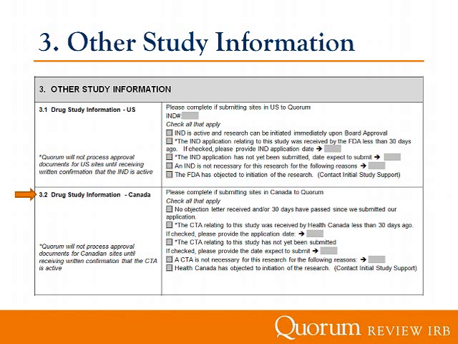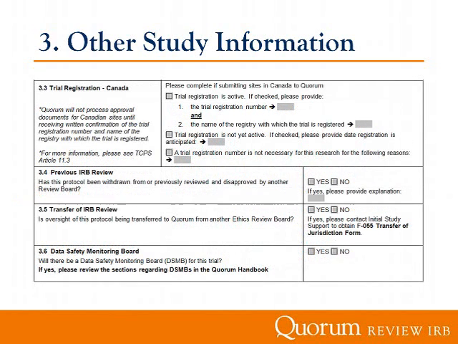3.2 basically asks the same question as 3.1, only this is for a protocol submitted in Canada. A CTA is a clinical trial application and is roughly considered the Canadian equivalent of an IND. 3.3 is another question regarding the study status in Canada. If the trial registration is not yet active in Canada, the Quorum board may still approve the study. However, the approval would be pending a receipt of the trial's registry confirmation. So 3.4 is fairly self-explanatory, and if the answer here is yes, be sure to include an explanation of the history of the withdrawal or disapproval from another IRB so that Quorum can provide a proper review of your study.